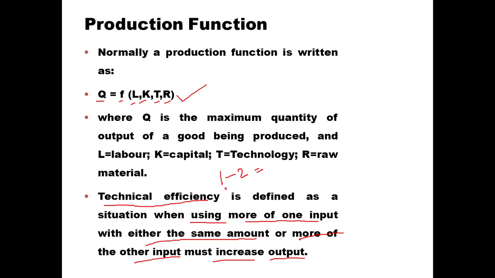If you are increasing, say, 2 labor and 2 machinery, what is happening to the output? If there is an increase in output, you will call it that the labor is becoming more efficient. So this technical efficiency more or less depends on the level of technology used. By changing the technology, you can change this labor and capital relationship.